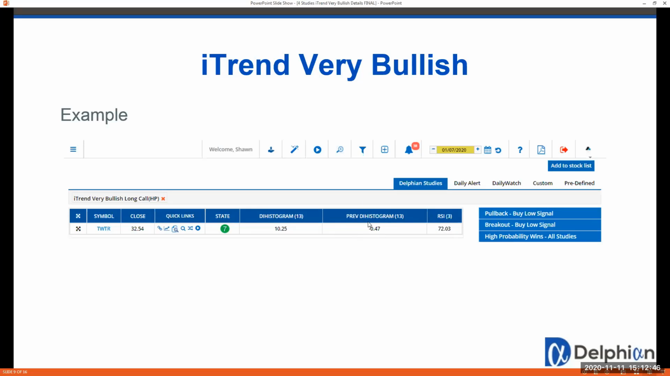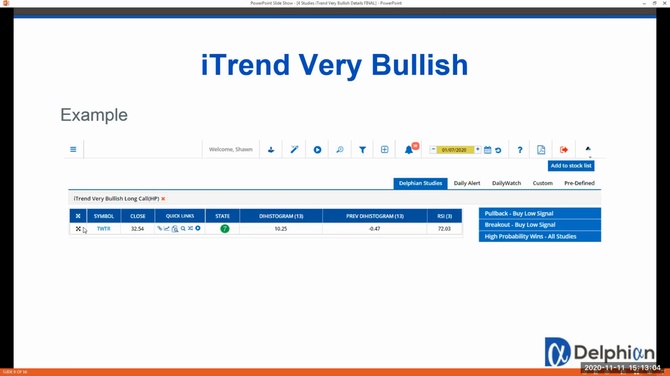I haven't used this much. I was just looking at that as I was speaking. The previous day histogram, 0.47. So remember, we wanted it to break above 0 and be above 10. And that's exactly what we have here. It was below 0, broke above it, and then closed above 10. So that's why those two came together.